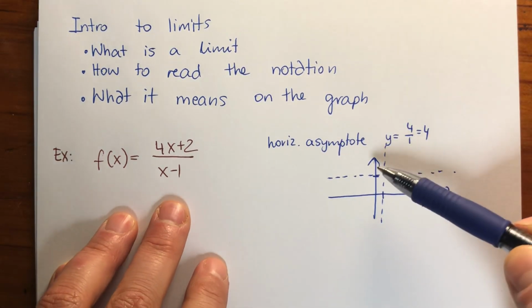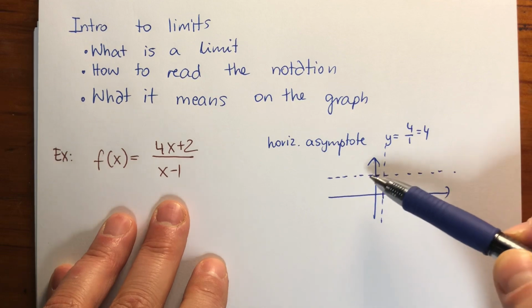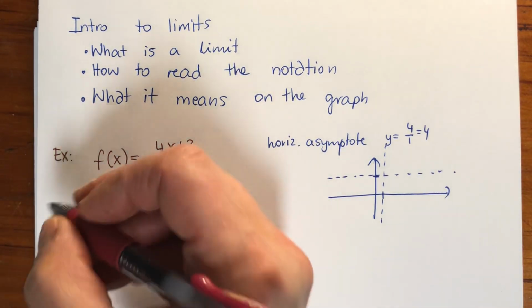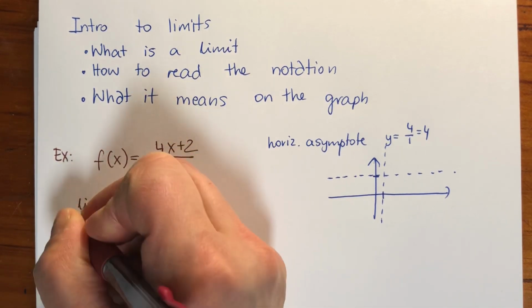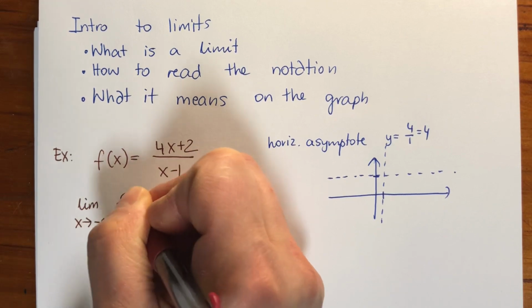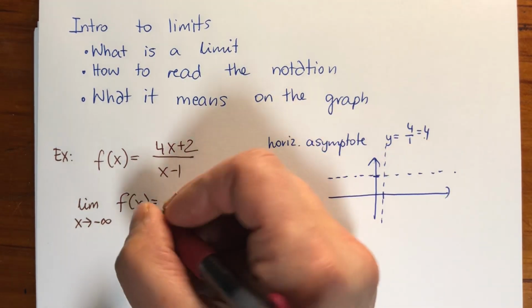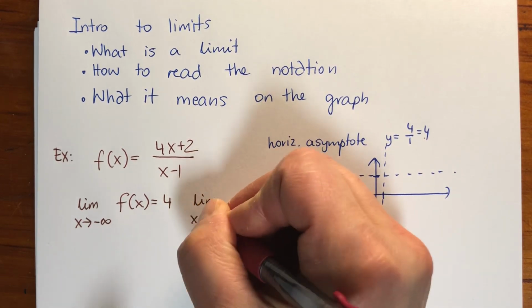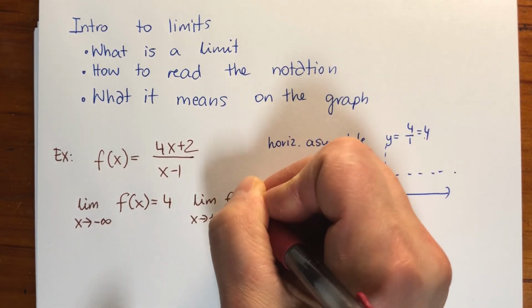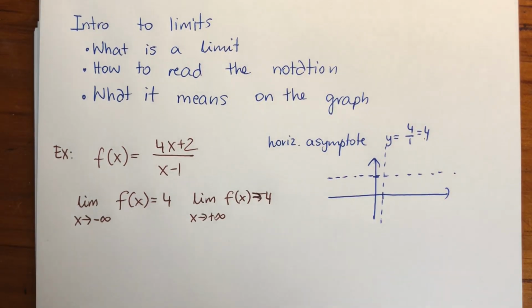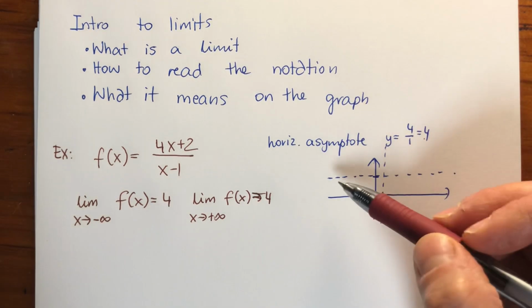I am not going to graph this function, but what I do know because of the definition of the horizontal asymptote is that limit as x goes to negative infinity, my f of x is going to approach 4. The same thing, limit as x goes to positive infinity, the function is going to approach 4. Well, I put the arrow, it should be equal sign because that is the notation for the limits. So this is very important.